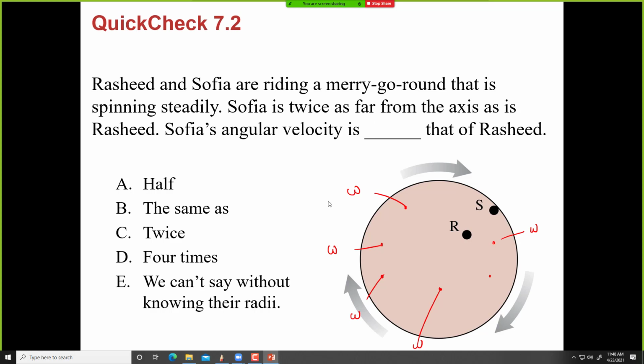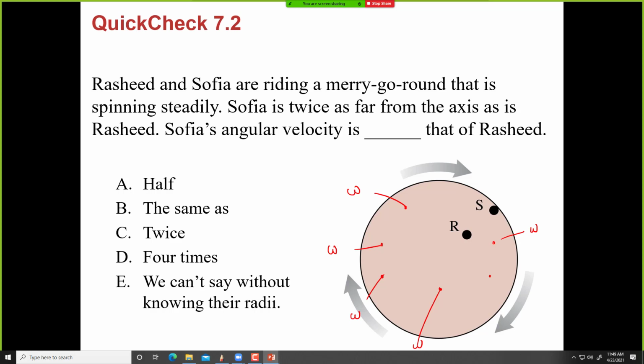Where is it different with torque? If you consider the torque at different points, it would be different because torque depends on the distance. Same thing with the velocity.